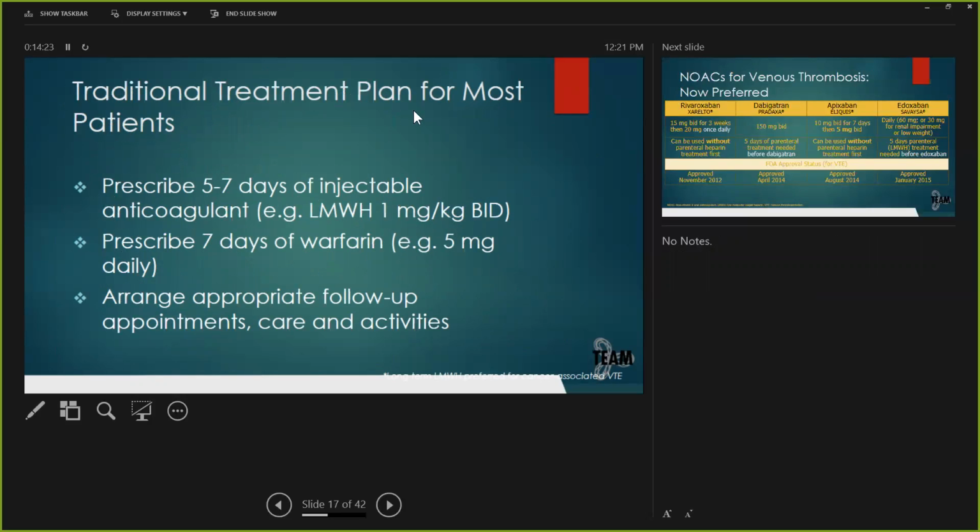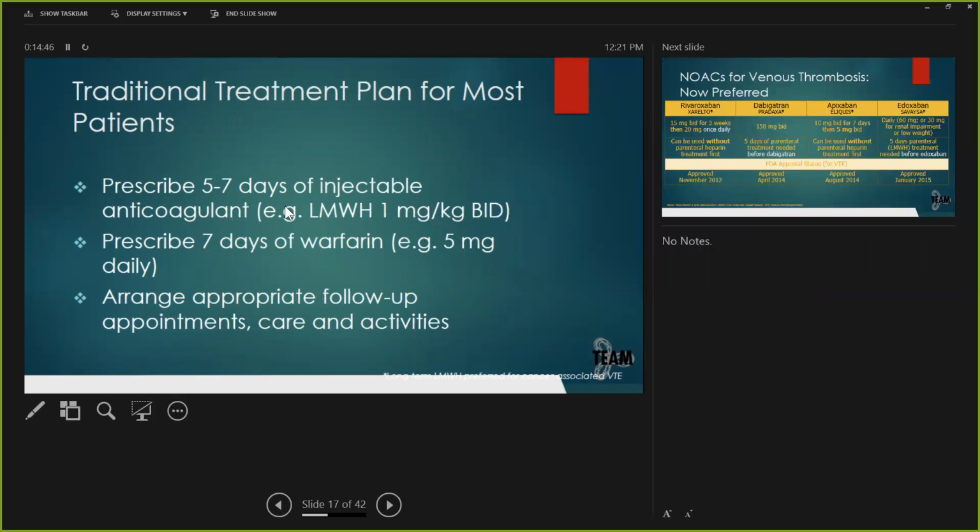So the traditional treatment plan for most patients was 5 to 7 days of injectable anticoagulant, which would be heparin in the hospital, or low molecular weight heparin, like Lovenox or fondaparinux. Those would be the injectables. And then you also overlap with warfarin.